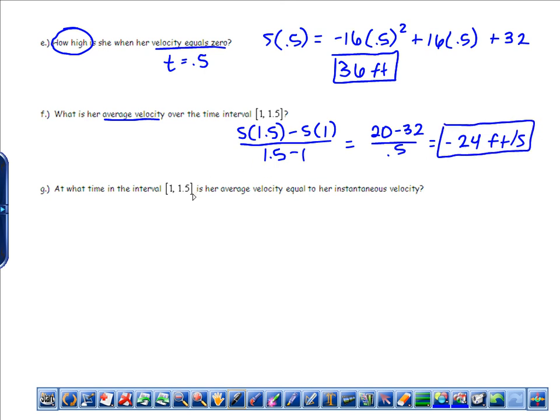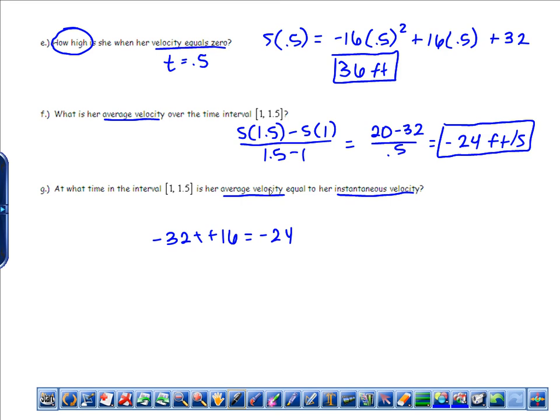And the last question says, well, at what time is the average velocity equal to the instantaneous? Okay, well, remember that our instantaneous velocity is represented by our expression negative 32t plus 16. This is the instantaneous velocity. We want to know, where is that equal to her average velocity? Well, we just found her average velocity. So let's set it equal to negative 24. This is not about memorizing what to do on each step. It's about just thinking logically about what you have and knowing what all the terms mean.